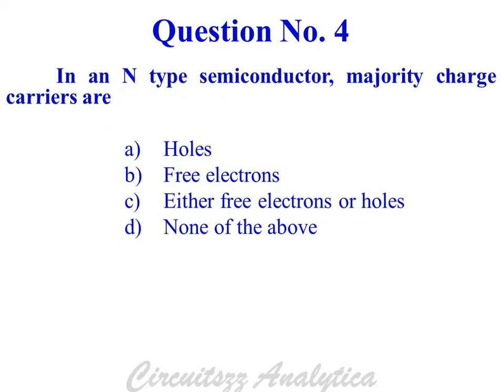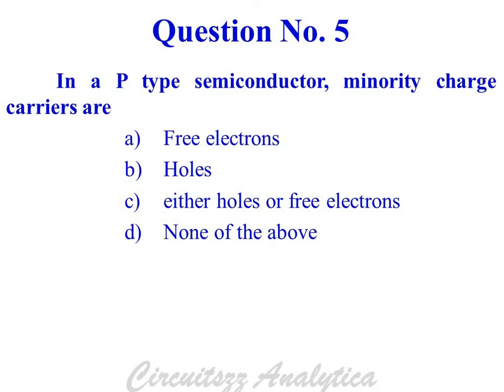In an n-type semiconductor, majority charge carriers are free electrons. In an n-type semiconductor, majority charge carriers are free electrons, and in a p-type semiconductor, majority charge carriers are holes.